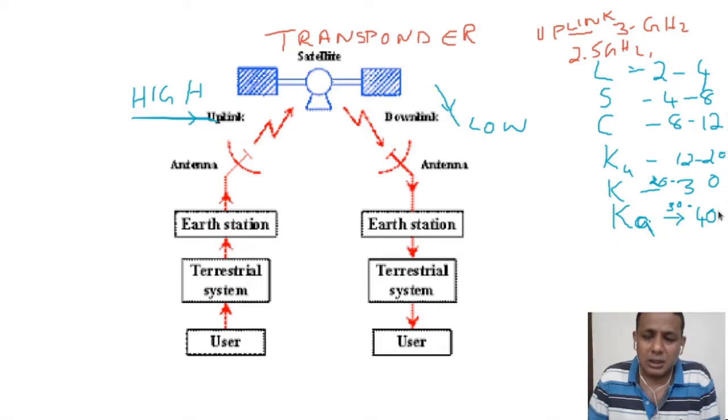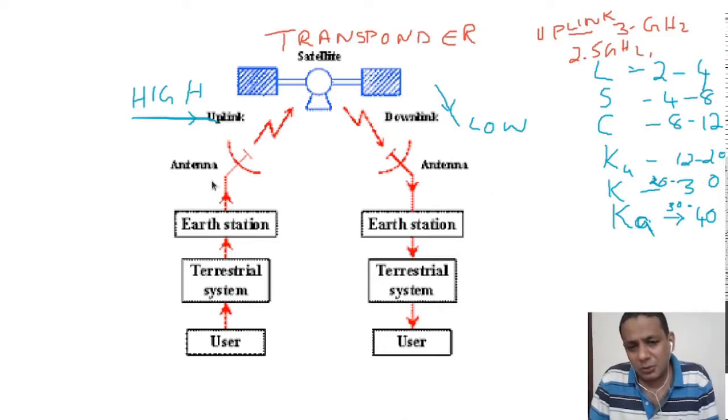Here you can see that as the frequency increases, the antenna size reduces. That we have seen in the radar also, in the radar education, the relationship between the wavelength lambda and the antenna size. So here also the same is the case. Normally the antenna used will be a parabolic dish. If you are using L band, the antenna size will be much higher. If you are using the K band, the antenna size will be lower. And here you can see 30 to 40 gigahertz.